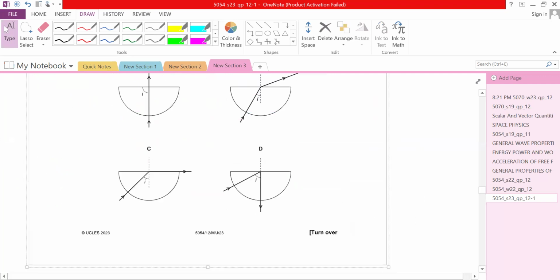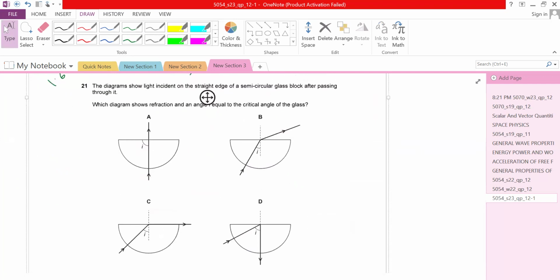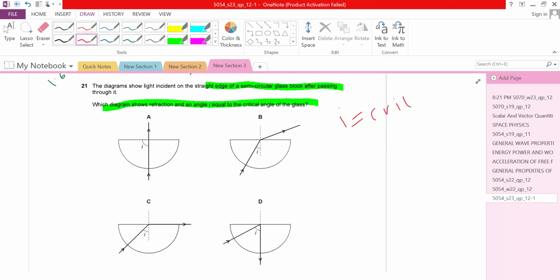Question number 21. The diagram shows light incident on the straight edge of a semicircular glass block after passing through it. Which diagram shows the refraction and an angle of incidence that is equal to the critical angle? When the angle of incidence equals the critical angle, the refracted angle is 90 degrees. Diagram C shows that the angle of incidence equals the critical angle.